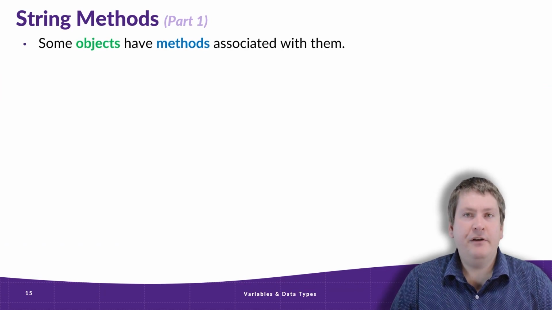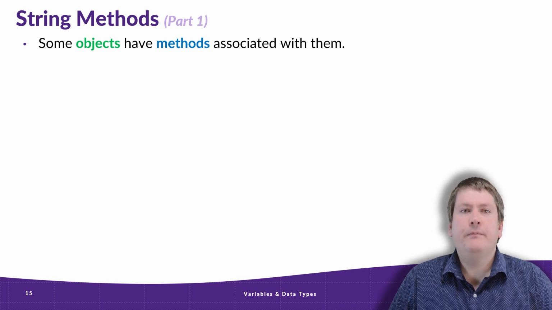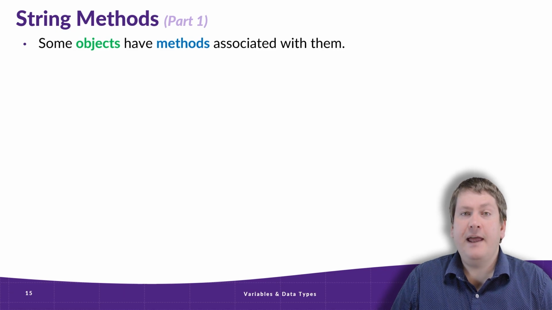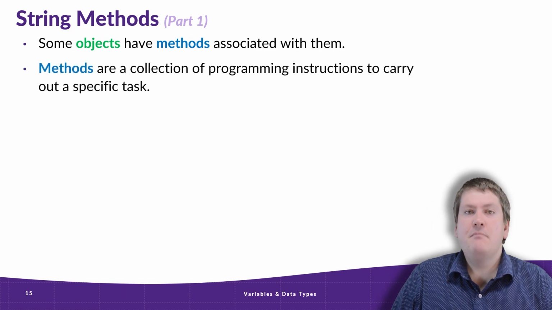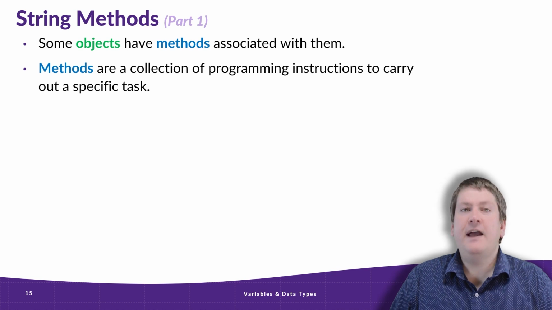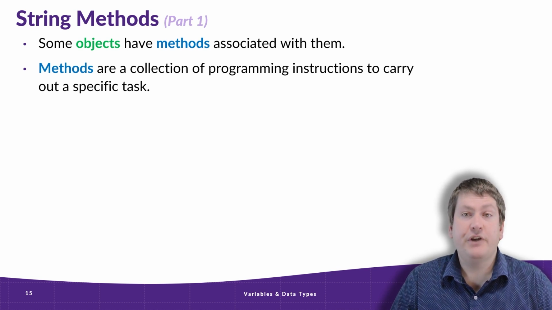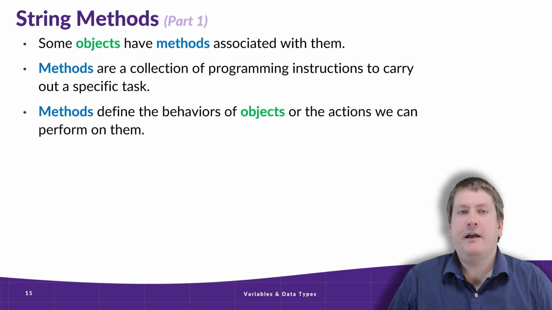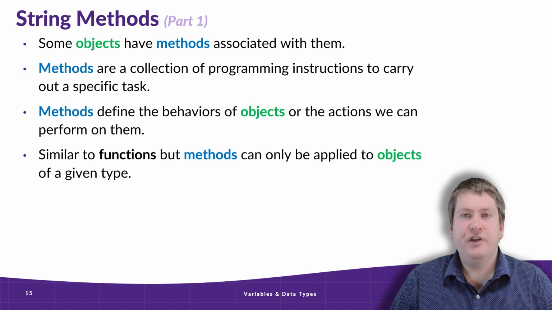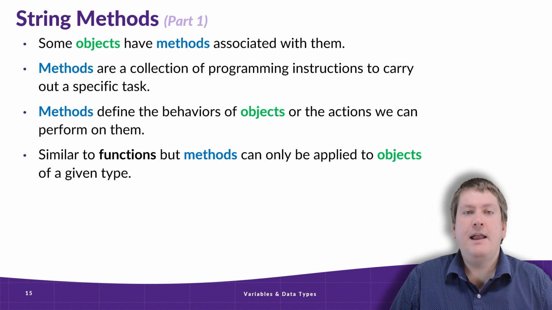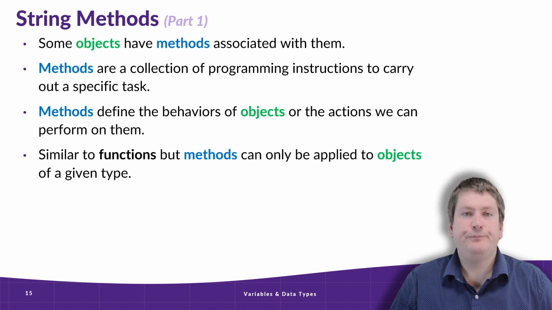In addition to string operators, there are also a number of very helpful string methods. But what are methods? I've mentioned that a few times, but I haven't really elaborated. Well, as I mentioned in a previous video, objects can have methods associated with them. Methods are collections of programming instructions that carry out some specific task on that object. They define behaviors an object performs as well as actions we can perform on that object. They're very similar to functions, but methods can only be applied to an object of a specific type. For example, string methods are only available for objects of the string type and not other types such as integers.